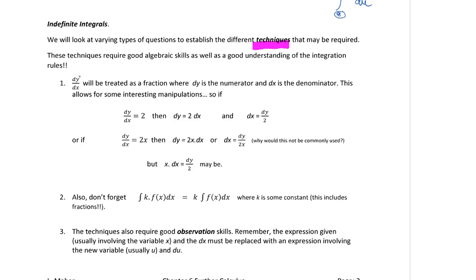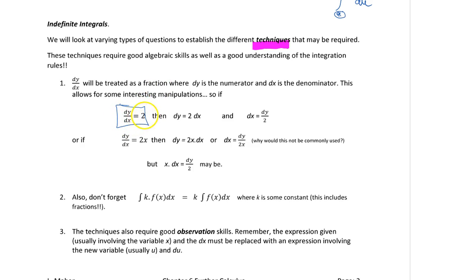You're familiar with dy dx, and we can treat dy dx as a fraction, where dy is the numerator and dx is the denominator. And that allows for some interesting manipulations. And it's not just with y and x, it could be u and x, etc. But let's just go with dy dx because we're really familiar with that. If, for example, you knew that dy dx was equal to 2, not specific to integration by substitution, just in general, what are some other ways that you could write this? dy dx is equal to 2.